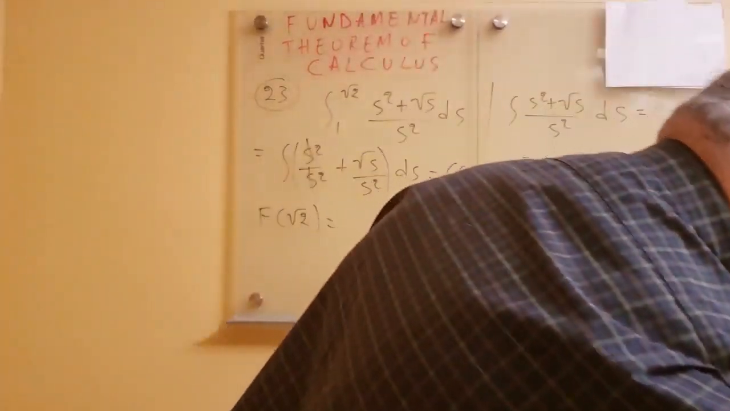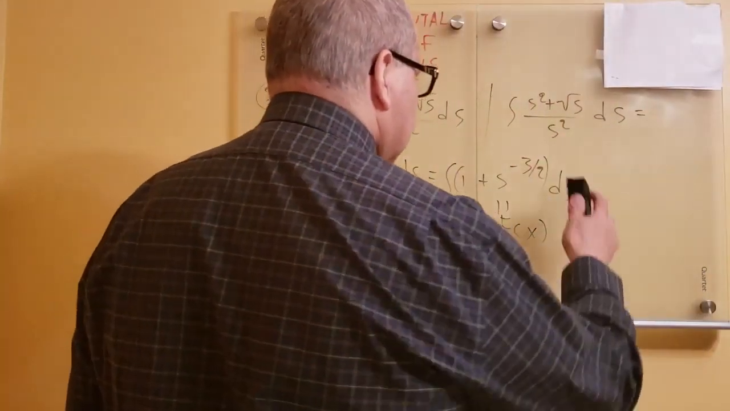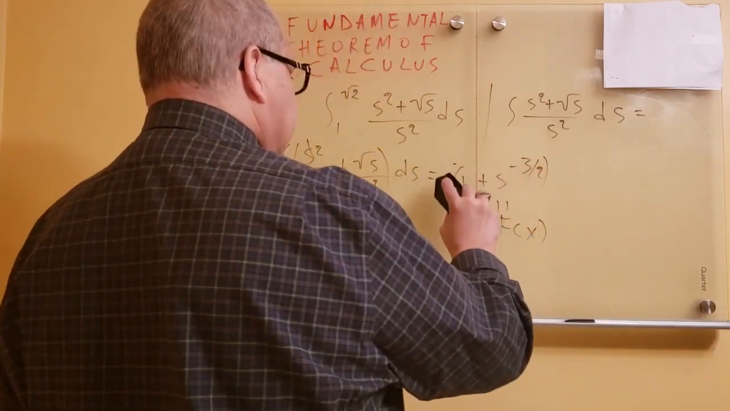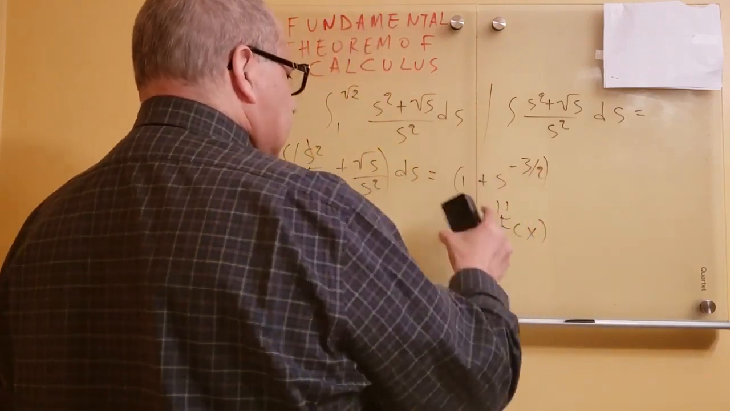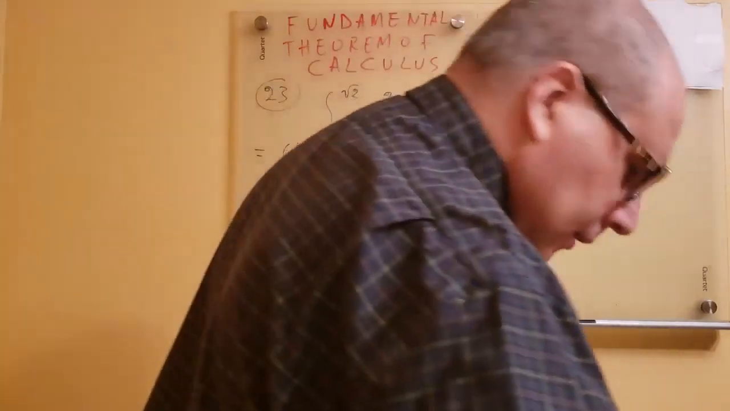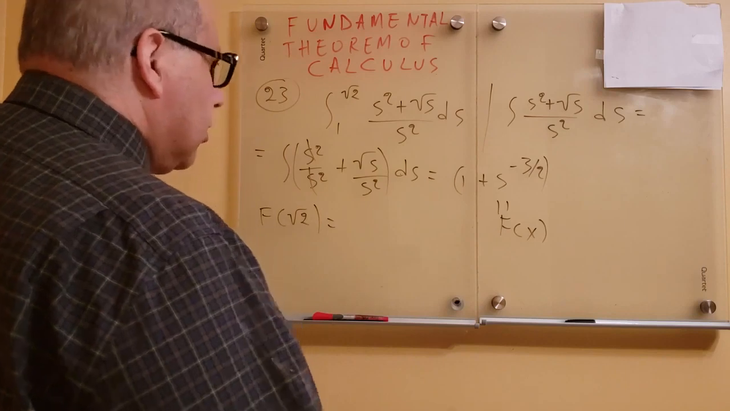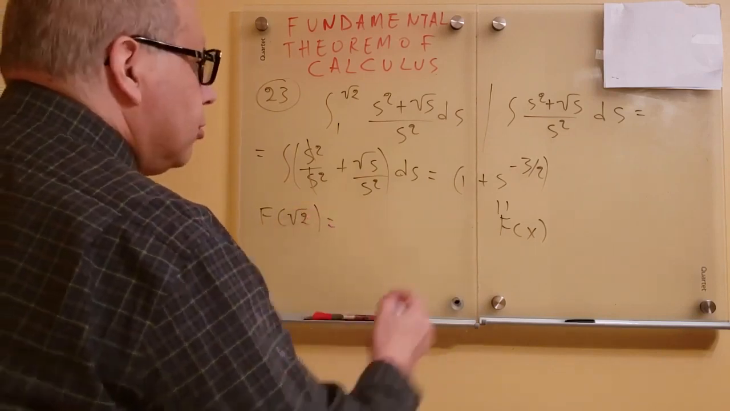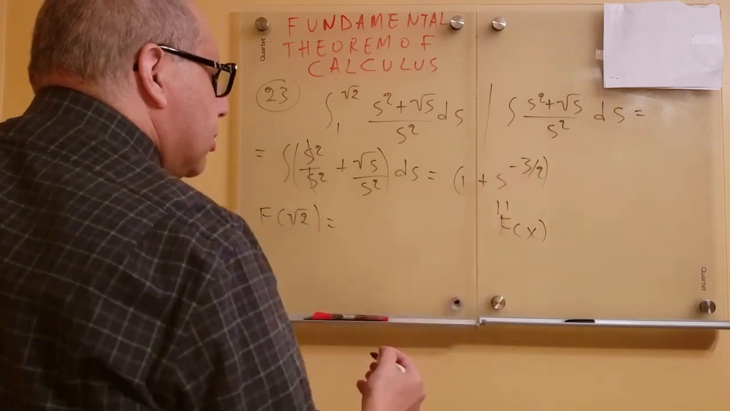Sorry, here there is no more integral sign, because this here is the integral of this. So, okay, how much is the f at square root of 2? So just substitute it here.